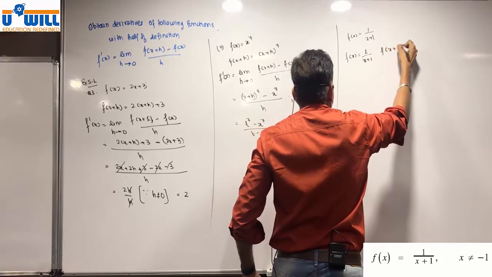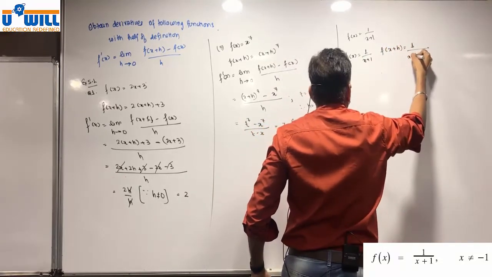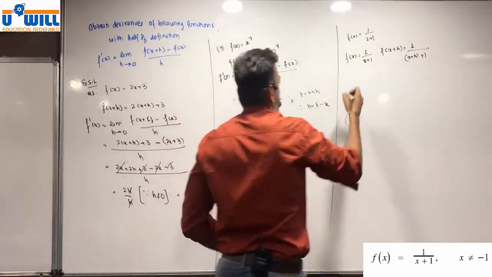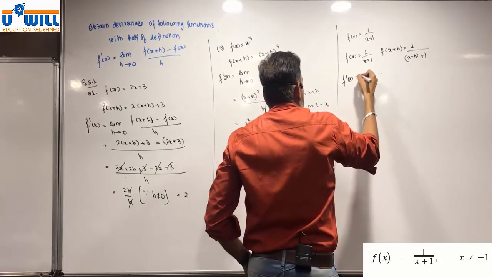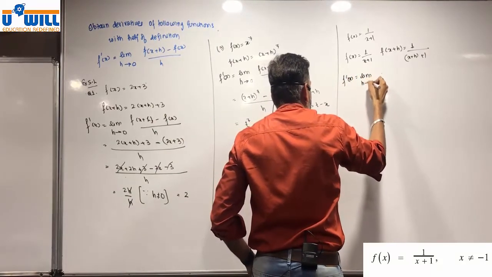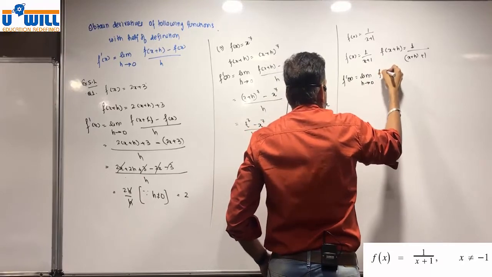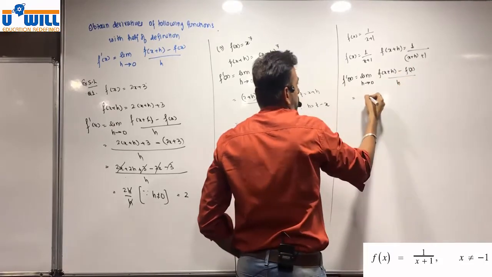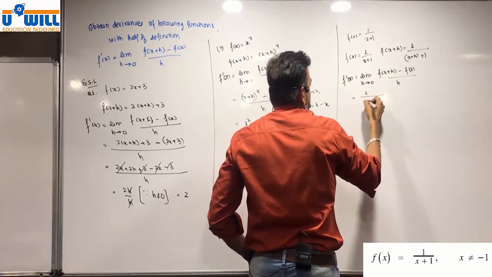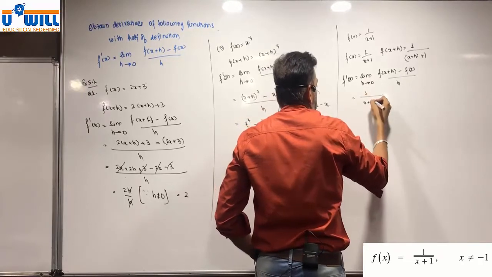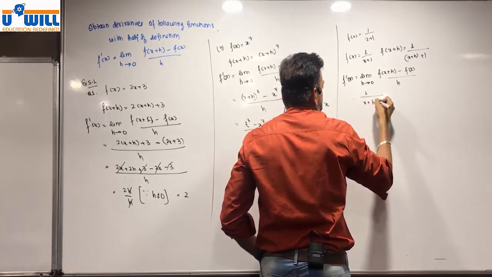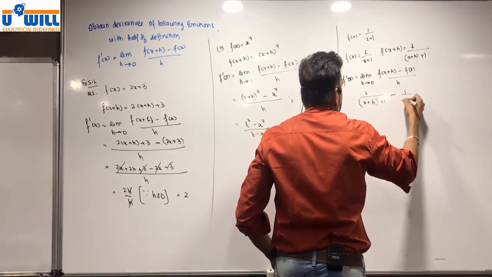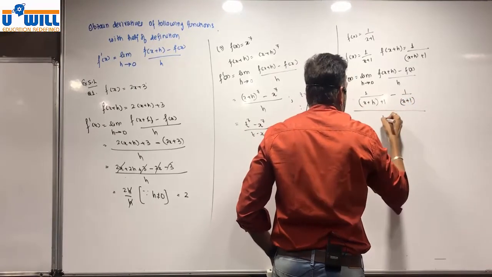Function of x plus h is equal to 1 upon x के बदले x plus h plus 1. Always write the formula. Derivative of function x is equal to limit h tends to 0. Don't forget this, please. f(x plus h) minus function of x upon h, which is equal to 1 upon x plus h plus 1 minus 1 upon x plus 1, whole upon h.